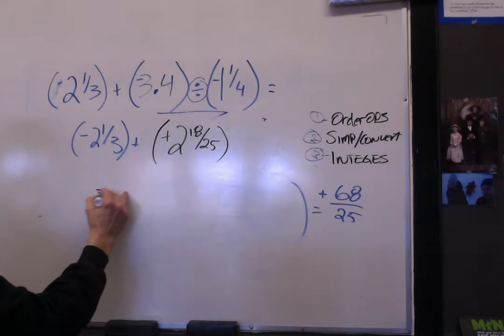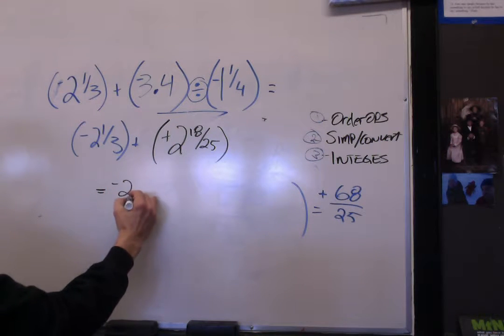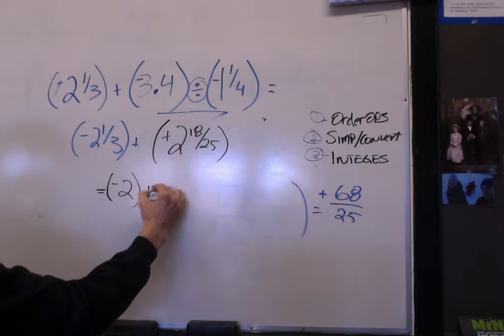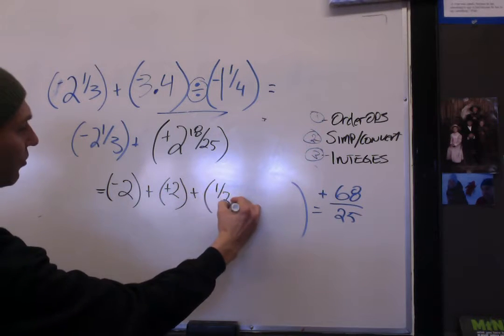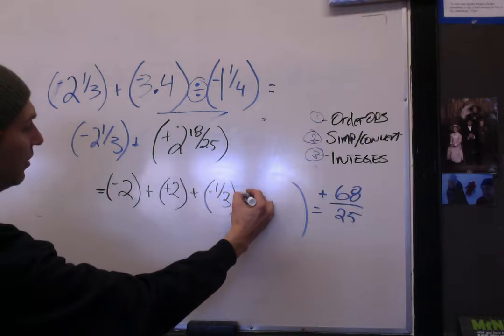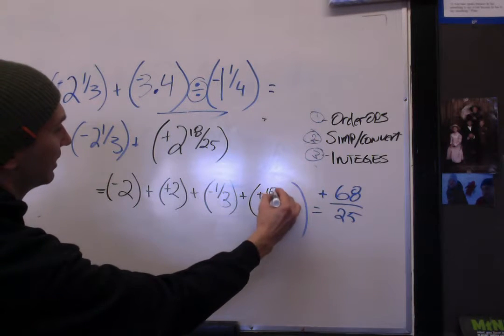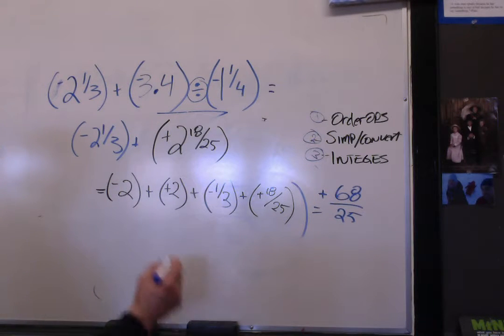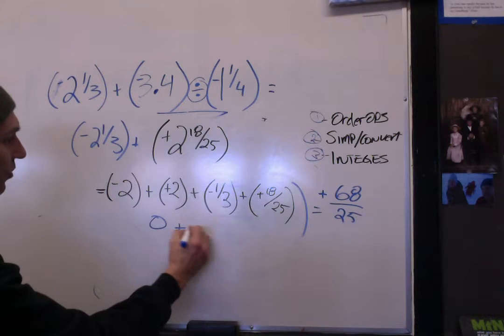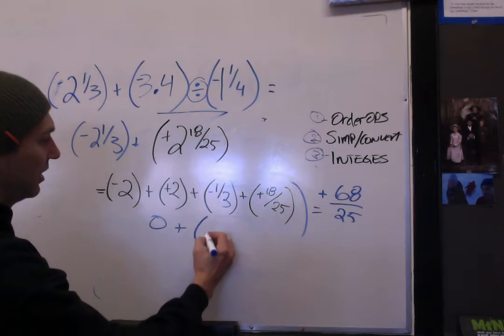Now I like to rewrite this. So I'm going to get minus 2 plus 2 plus 1 over 3, which is a negative, plus positive 18 over 25. Okay? So over here, well, this is going to be 0, right? 0 plus negative 1 over 3.